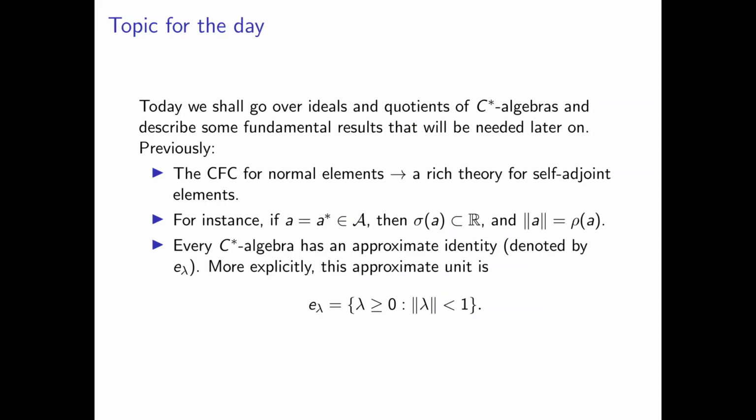That is, it's a net of positive elements that more and more resemble an identity in the C-star algebra, even if the C-star algebra is non-unital. And more explicitly, this approximate unit is given by this explicit expression here. So this E sub lambda here is normally called the canonical approximate identity or approximate unit. I will use those words interchangeably going forward.